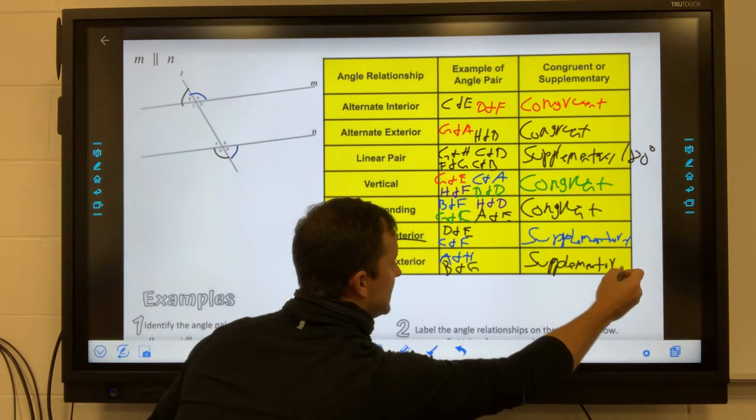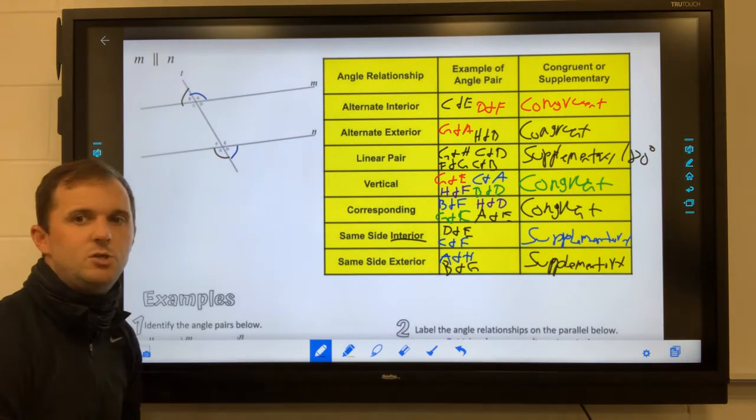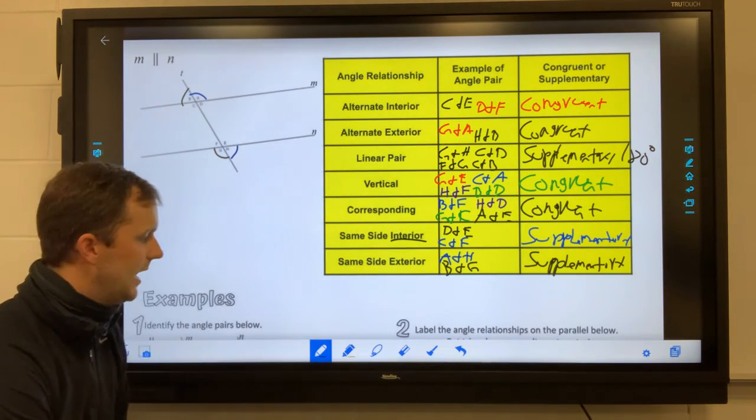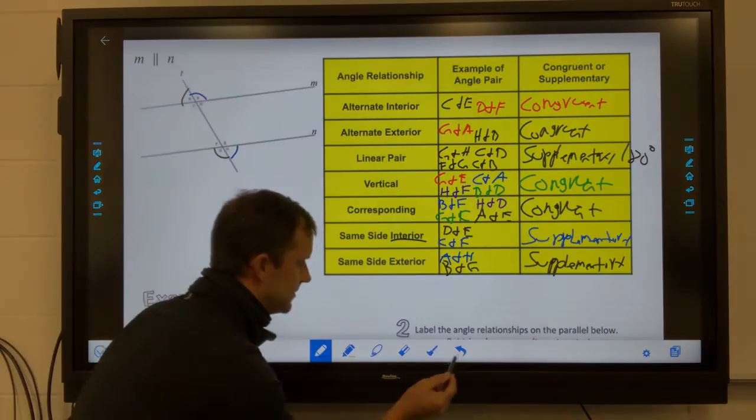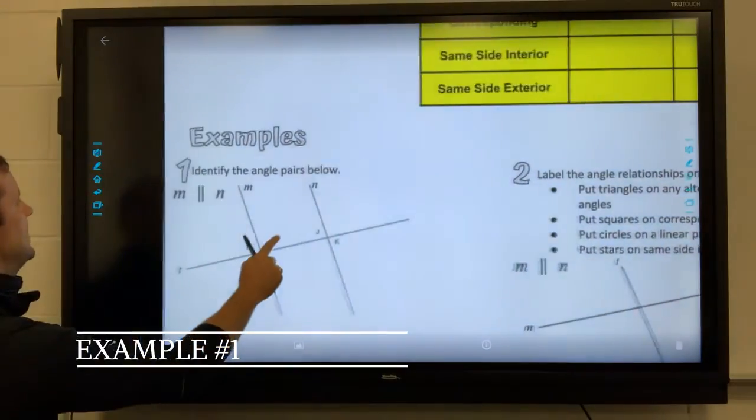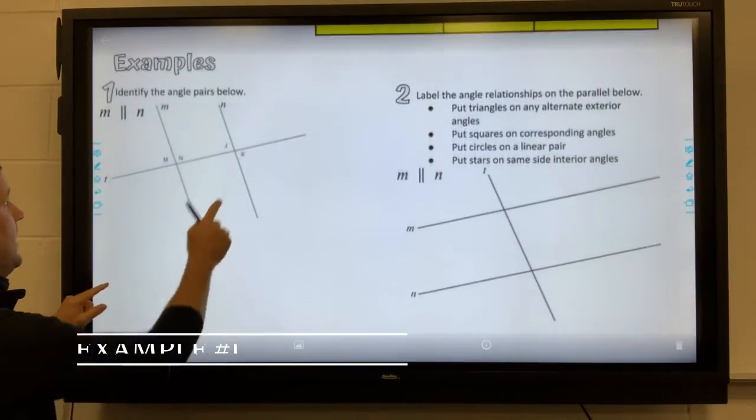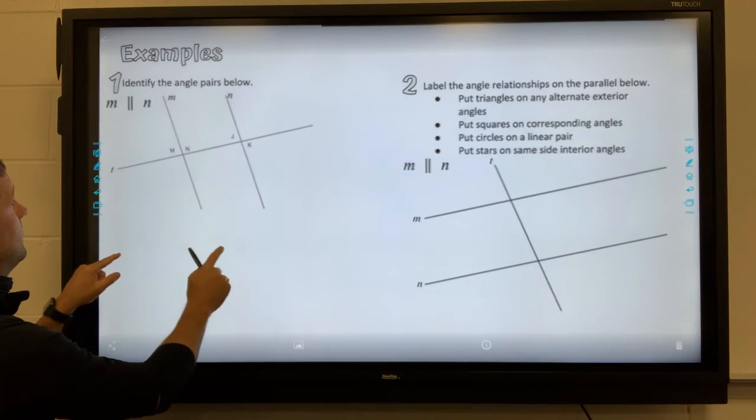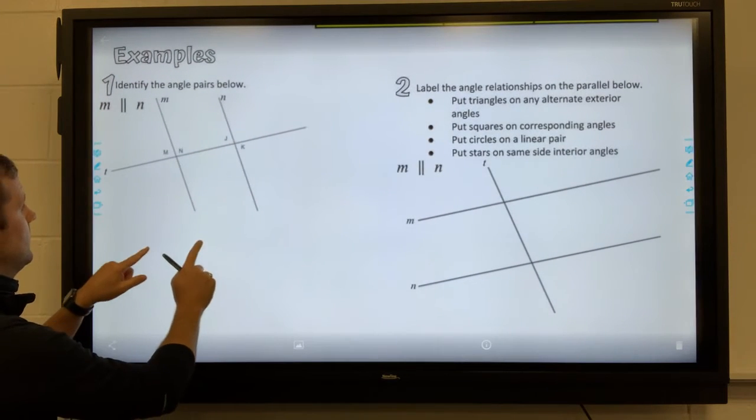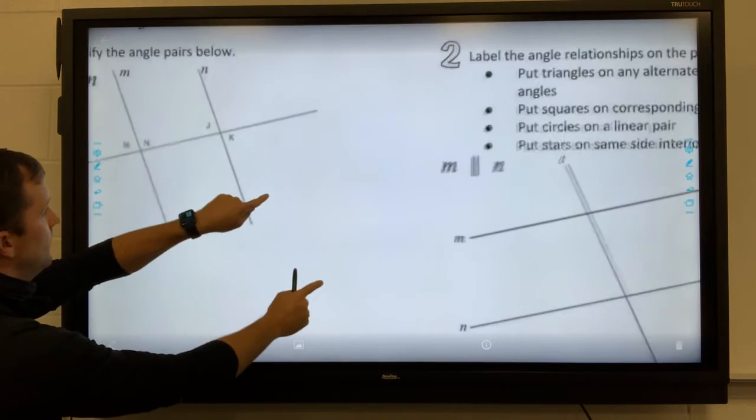I understand this is a lot of definitions, but once you put them into play, they're easy to remember. So let's look at these examples. On example number 1, it says, identify the angle pairs below. Right now, let me zoom in a little bit.